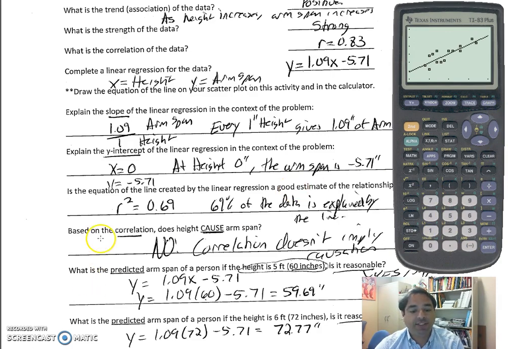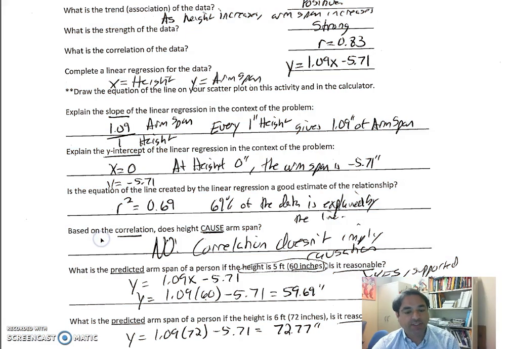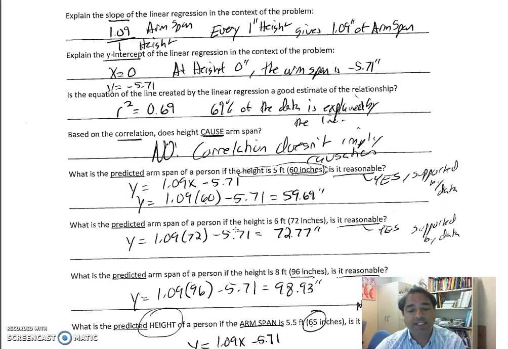And then the question is, based on correlation, does height cause arm span? Correlation cause? The answer is no. Correlation does not imply causation.